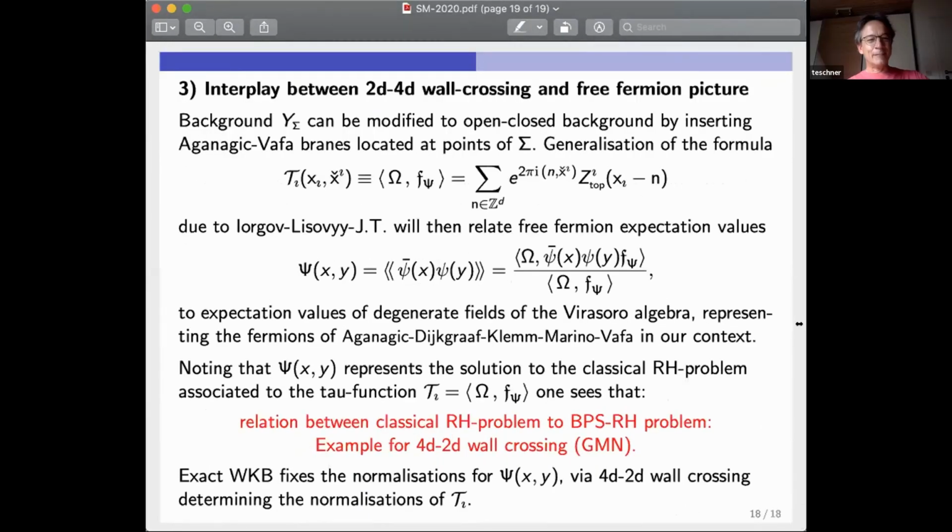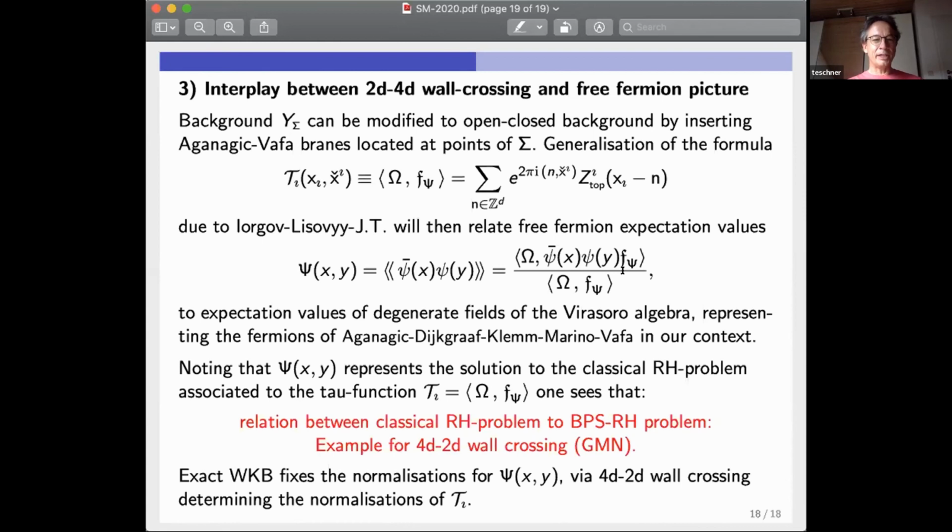Good. So indeed, you can go from the purely closed string situation to an open-closed background by inserting the branes that you invented or that you found. And I think this plays very nicely with this picture, and especially with this free fermion representation. Here is the natural starting point for clarifying the relations.